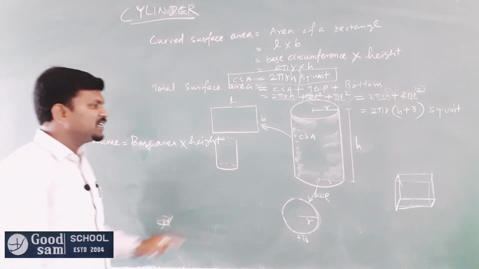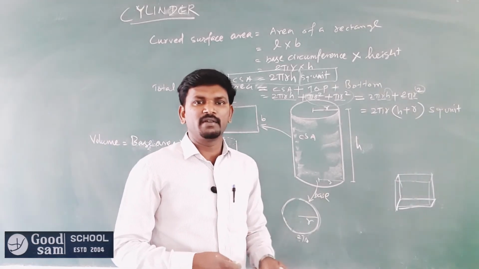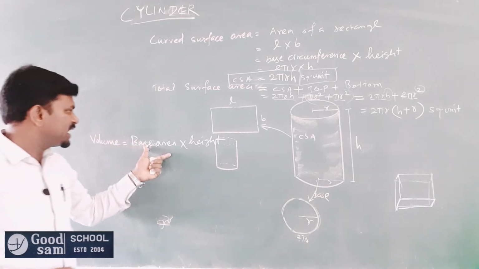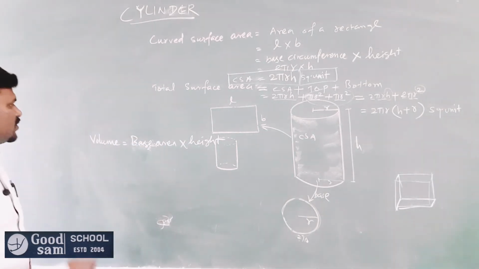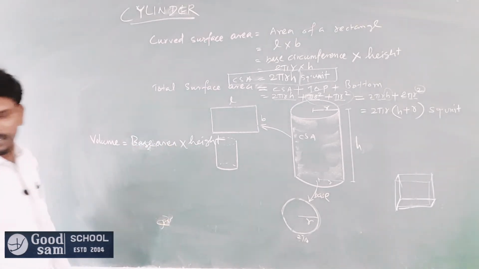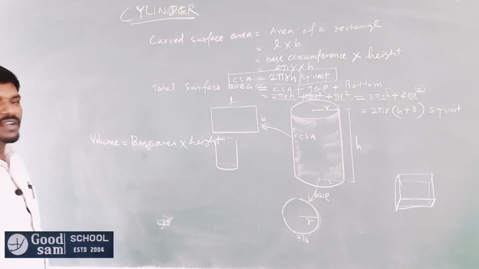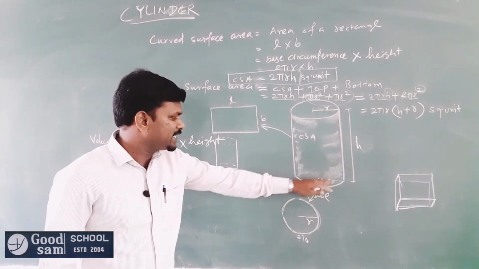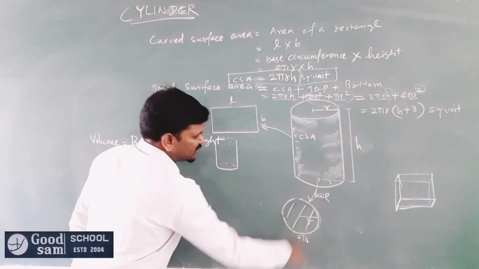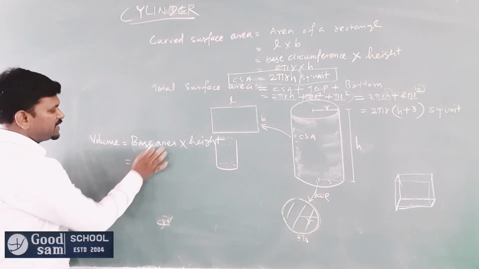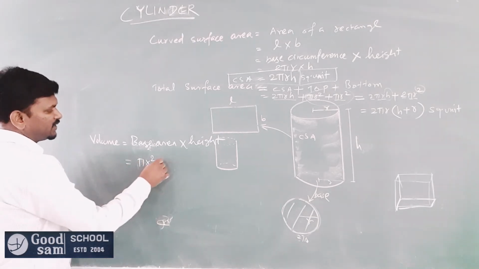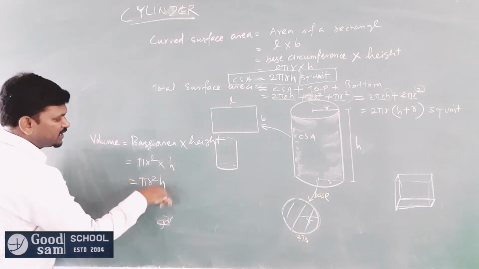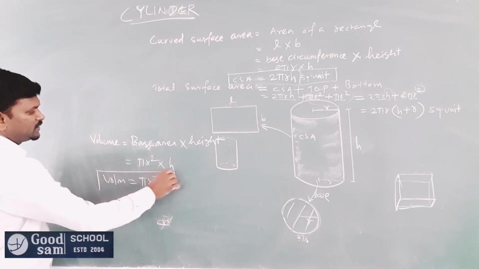Not only for a cylinder, whether it is a square or a cuboid or cube or cone, whatever it may be, the base area and the height determine the volume. So the product of base area and height is equal to volume. So what is the base area? Base is like a circle. So what is the base area? Area of a circle, πr², into what is the height of the cylinder? h. So πr²h. Very simple.